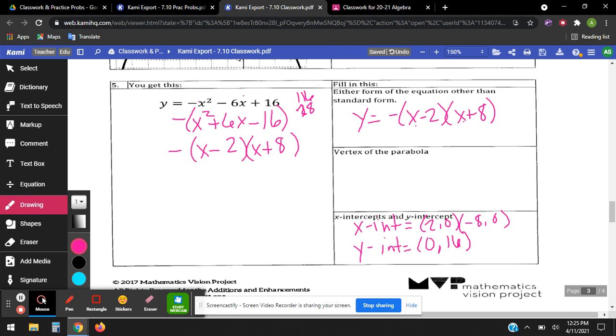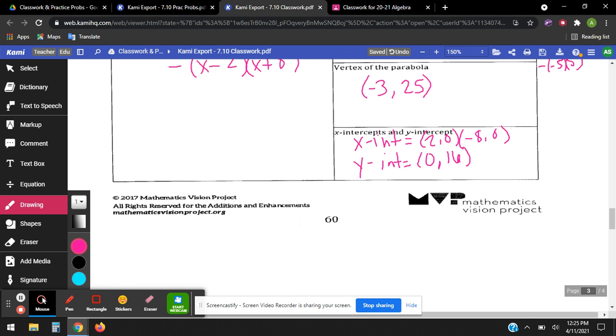And then my vertex would be halfway between those two. So negative 8 plus 2 is negative 6, divided by 2 is negative 3. So if I plug in a negative 3 here, I get negative 3 minus 2 is negative 5, times negative 3 plus 8, which is a positive 5. So that looks like a positive 25. There, I filled out the information.